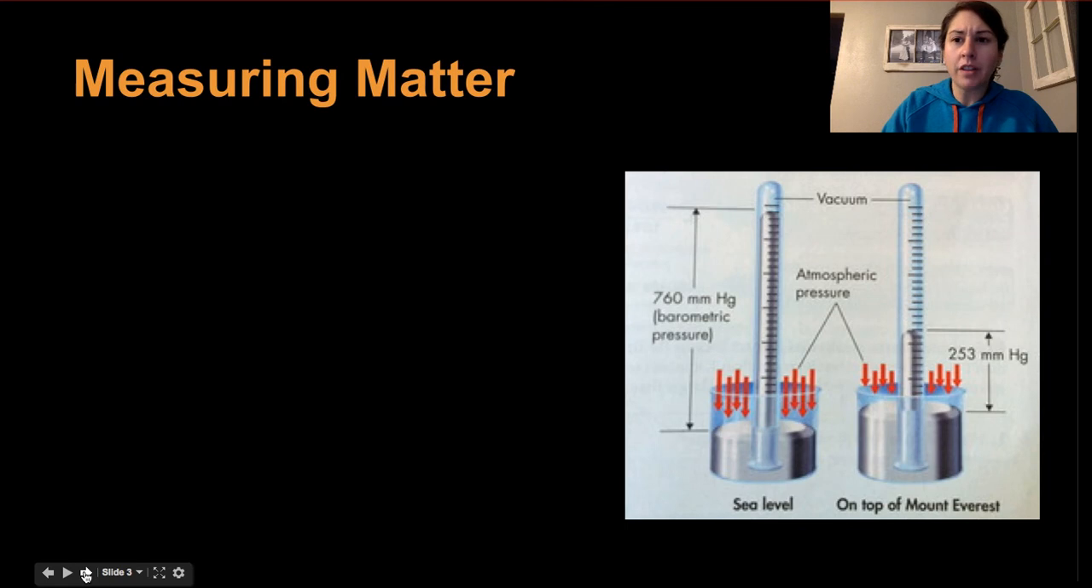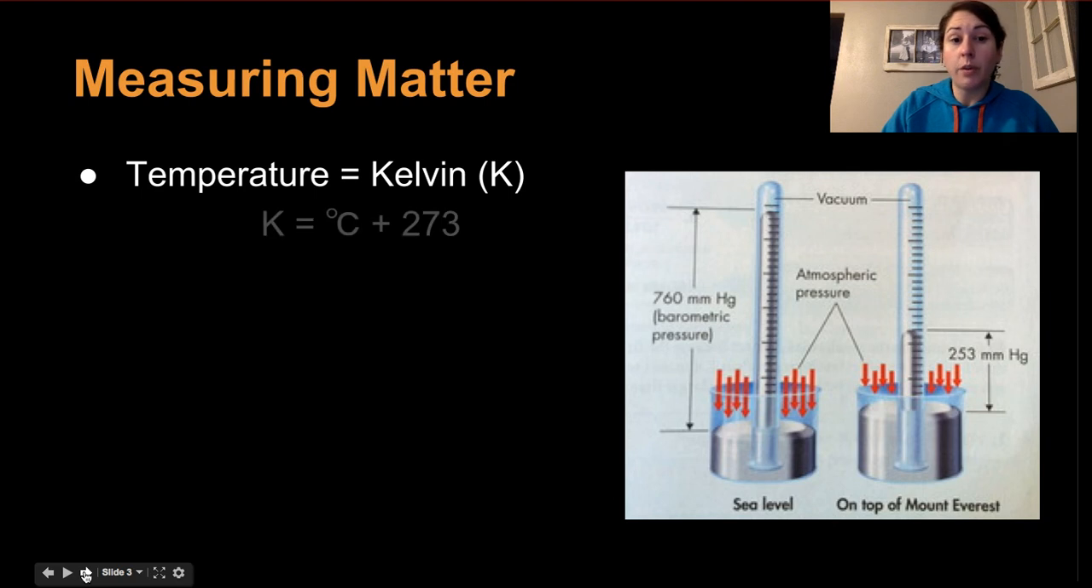We measure these values, and one of the ways that we measure them is by measuring temperature in Kelvin. If you remember from earlier in the year, Kelvin is equal to degrees Celsius plus 273, or degrees Celsius is equal to Kelvin minus 273. That's what we're going to be working with quite a bit, so you want to make sure you have that in the back of your mind.